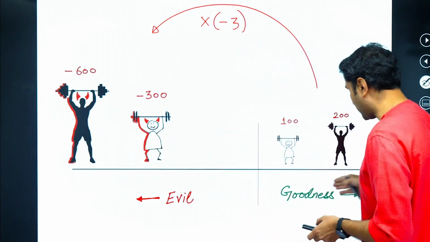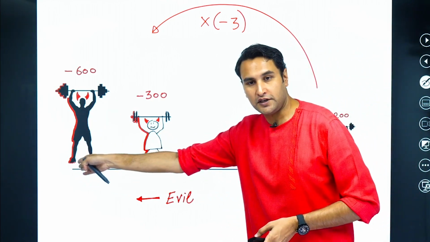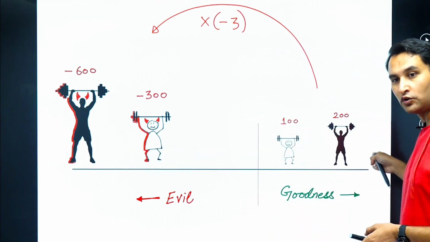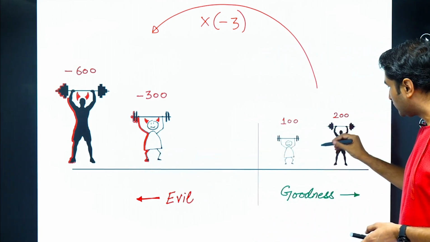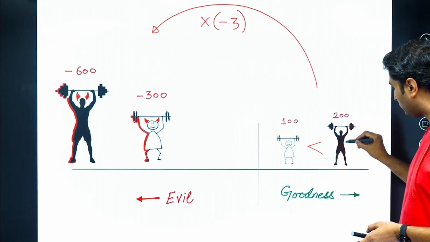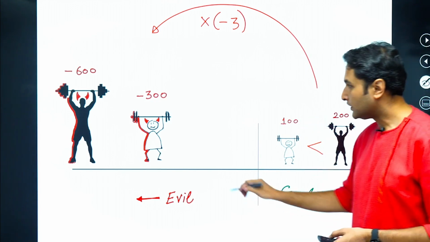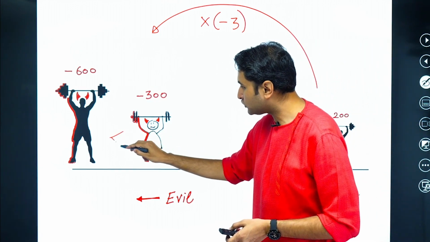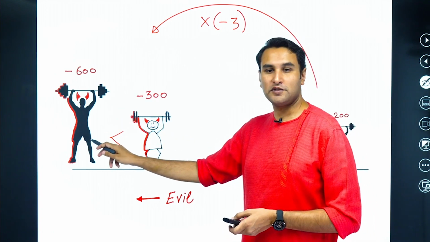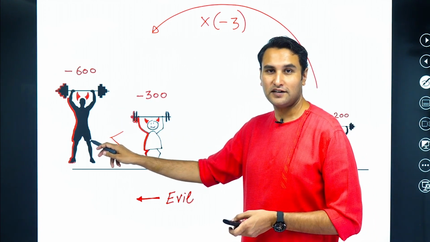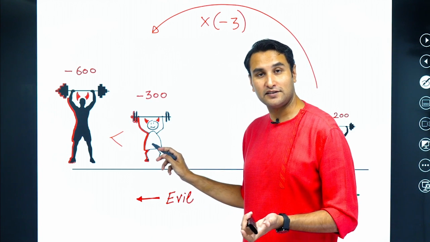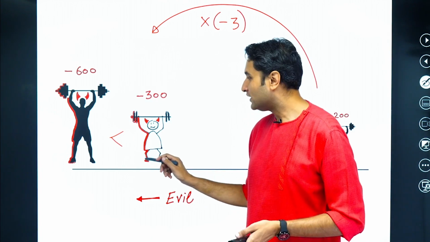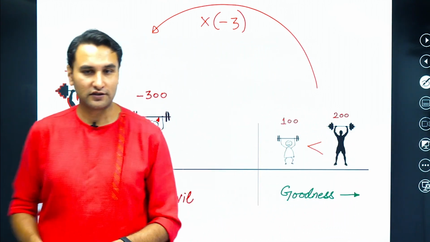So, in the scale of goodness, from here to here, the goodness increases, right? So, Mr. Strong was more good than Mr. Shaky. Here, Mr. Shaky is actually more good than Mr. Strong, right? Lesser evil is better off, right? So, do you see the inequality has changed?